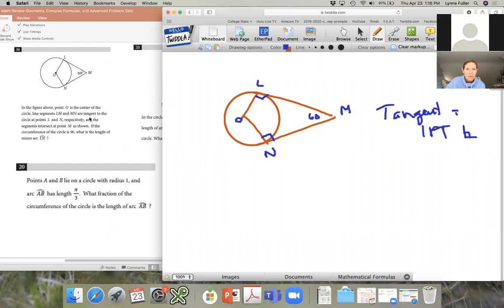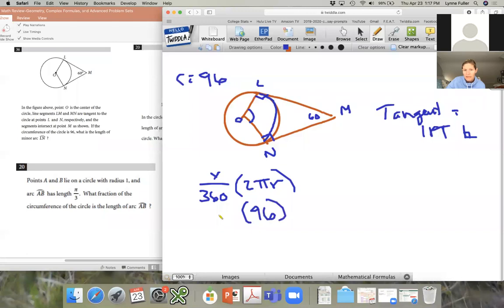Okay, so that point of tangency is actually already a massive hint to us about angle measure. Then they tell you that the circumference of the circle is 96, so we don't have to calculate that ourselves. They would like to know, what is the length of the arc from L to N? Well, that means I need to find the angle measure here, because remember, it's degrees out of 360 times 2 pi r, which we already have. So it would be whatever the degree is out of 360 times 96.